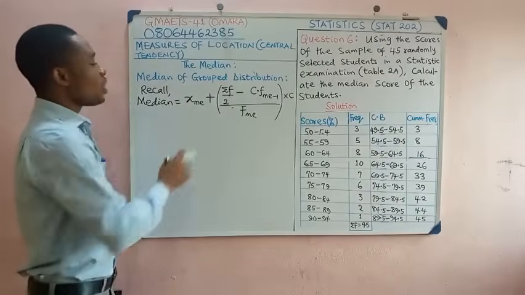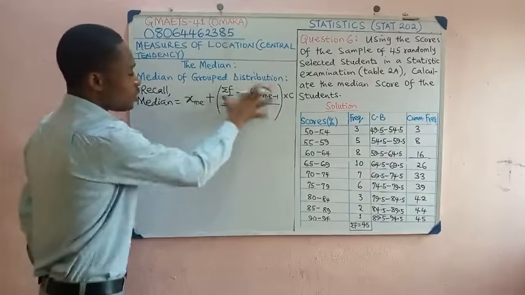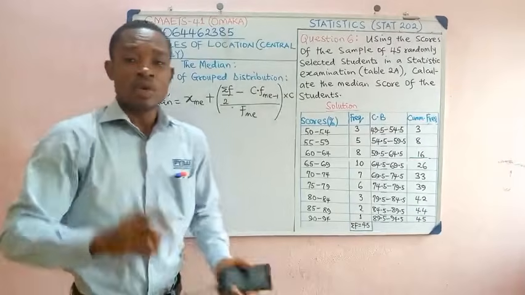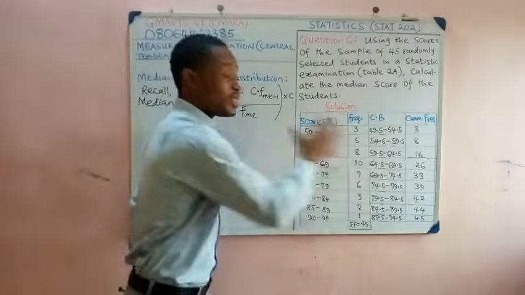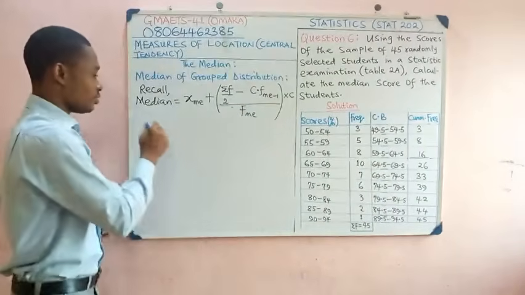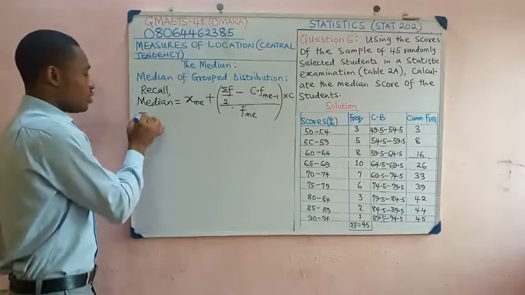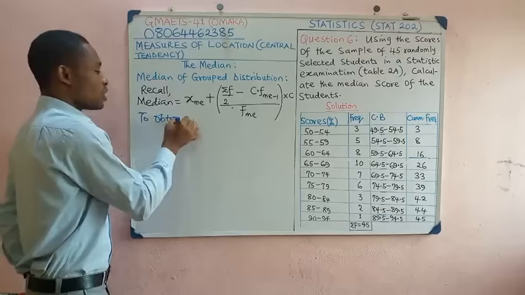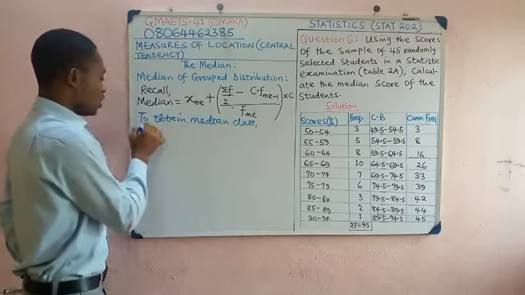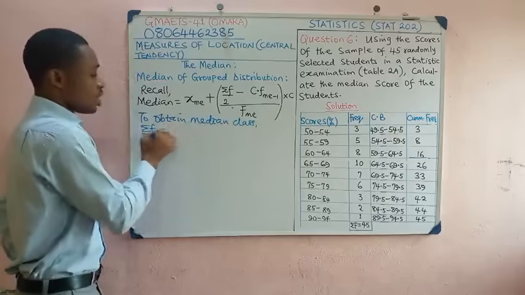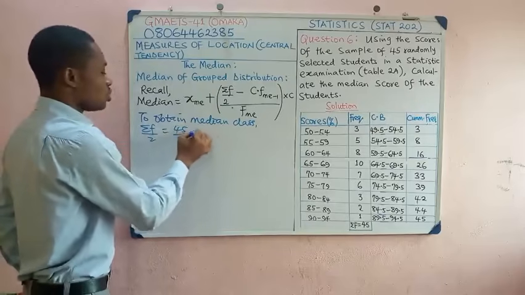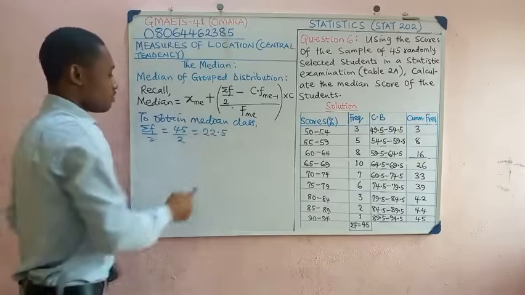Good. How do we obtain the values for these parameters in the formula? We have to determine the median class from this table first. So how do we get the median class? To obtain the median class, we know that we need summation f over 2. And summation f, the frequencies added together, is 45, divided by 2 is 22.5.